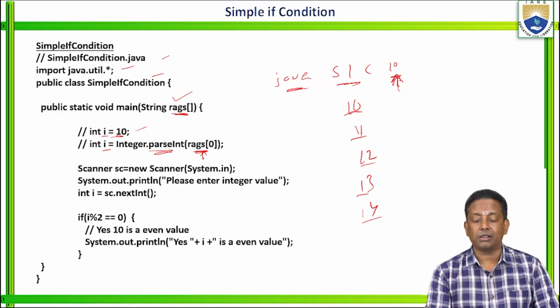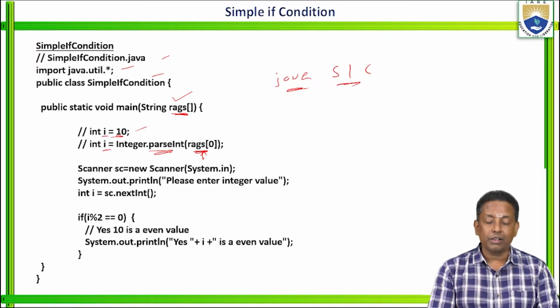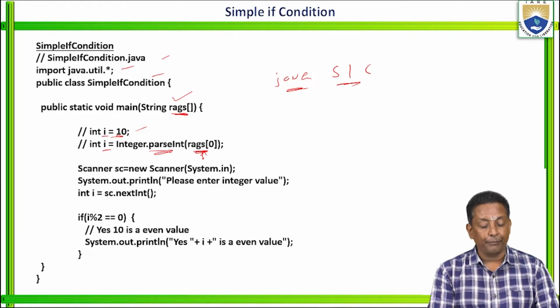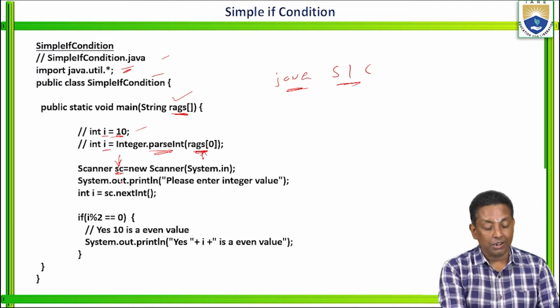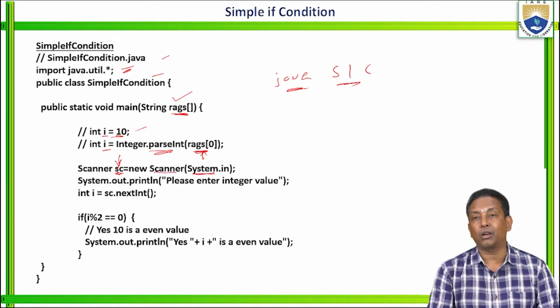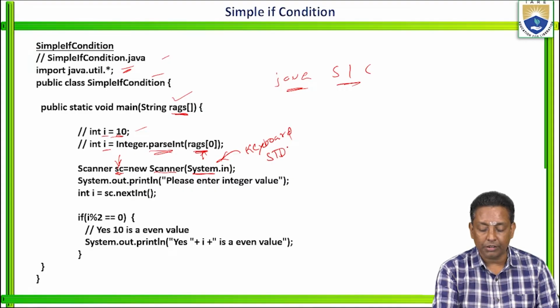Command line arguments may sometimes not be convenient, and if you want to enter many values, command line arguments are not convenient. The other way is taking input from the standard input. Standard input means from the keyboard. How to do that? For that, we need to use a class called the Scanner class. The Scanner class exists in the java.util package in Java. Scanner sc is equal to new Scanner, and to the Scanner class constructor you pass System.in as the argument. The System.in statement points to the keyboard, the standard input in Java.